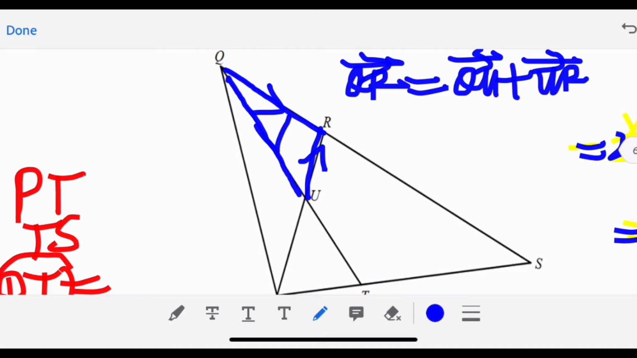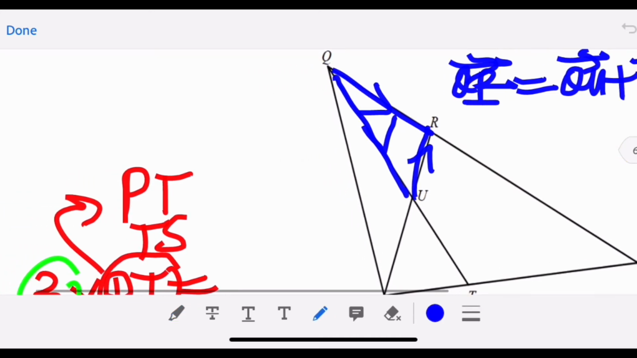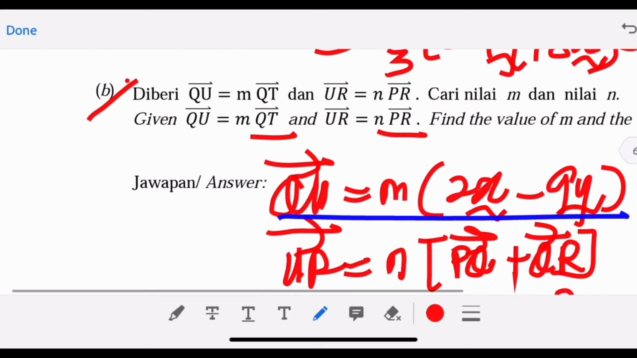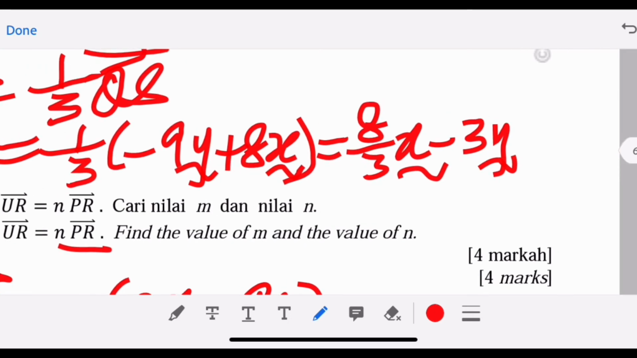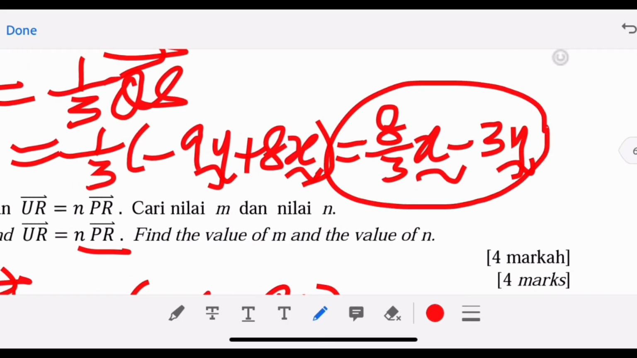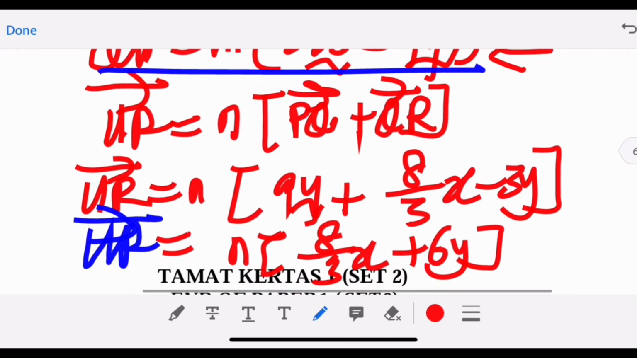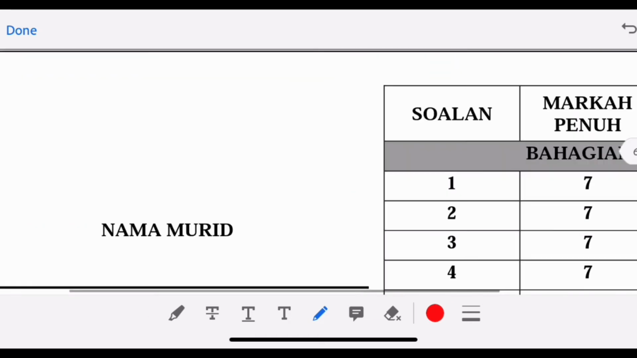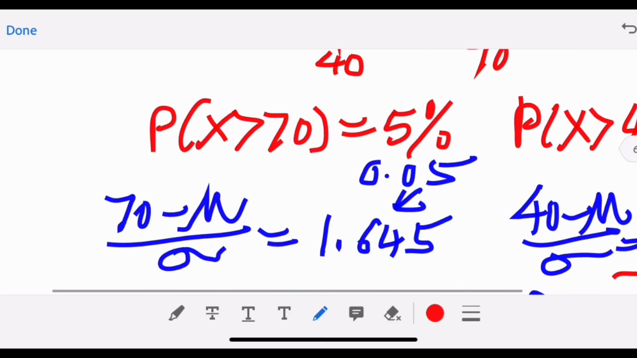Okay, and actually we have the answer for QR, right? Just now we have the answer already. This is the resultant vector. So by using QR is equal to, QR is here, this is a QR, is equal to QU, this is a QU, and then plus the UR, this is a UR. So we are going to write and solve the constant.